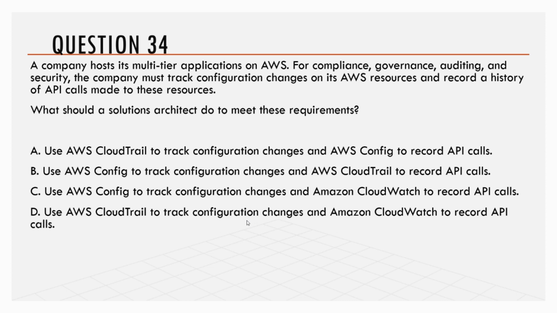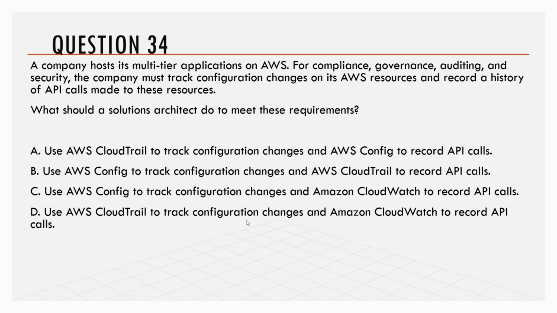A company hosts its multi-tier application on AWS. For compliance, governance, auditing, and security, the company must track configuration changes on its AWS resources and record a history of API calls made to these resources. What should a solution architect do to meet these requirements?